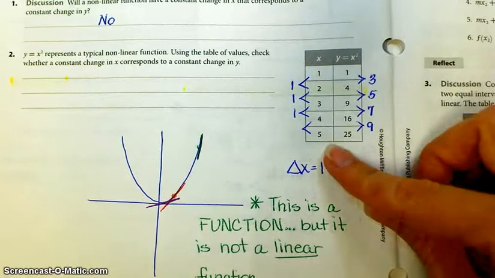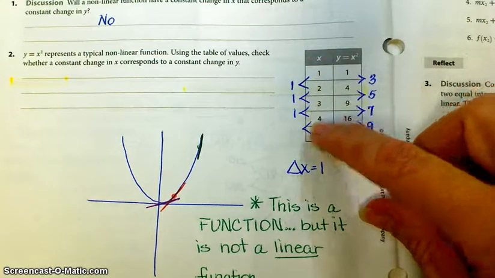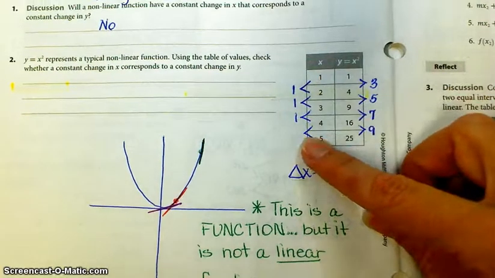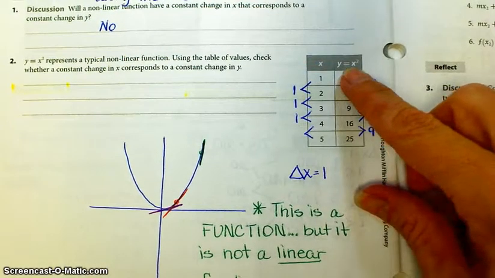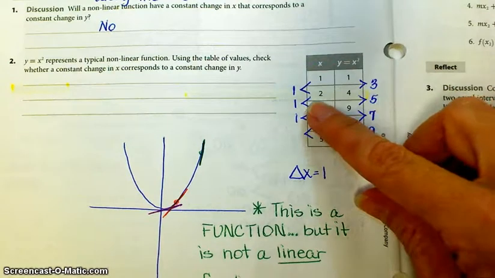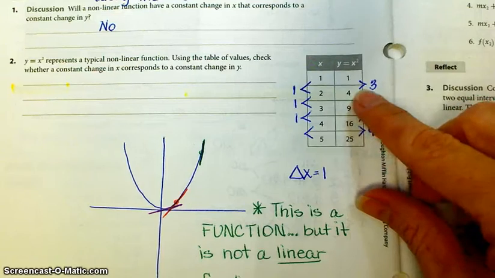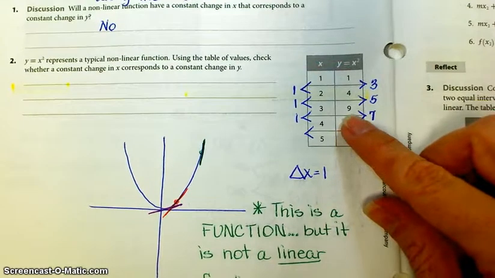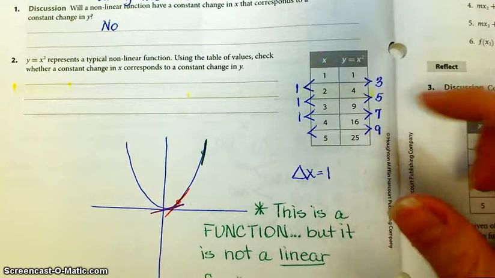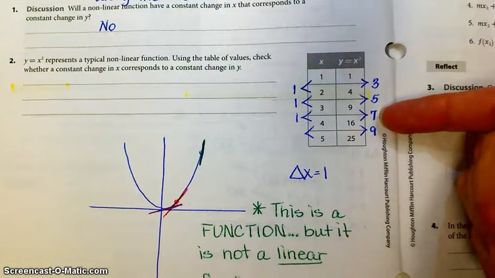Okay, using the table of values, check whether a constant change in x corresponds to a constant change in y. Well, 1 to 2 to 3 to 4 to 5, I'm changing by 1 each time for my x values. But over here on my y values, when I put in 1 into this equation, 1 squared is 1. But when I put in 2, 2 squared is 4. So a change from here to here was a change of 3. But then I do it again. 3 squared is 9. Well, the change from here to here is a change of 5. And the change from here to here is 7, etc. So there's not a constant change over here on the y values.